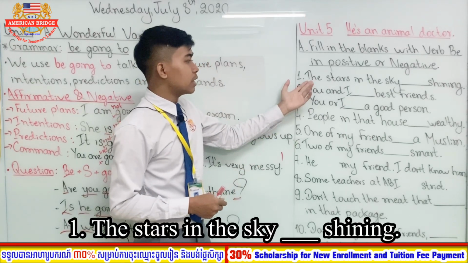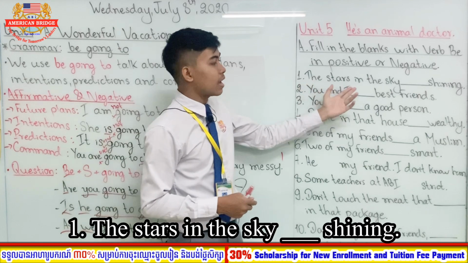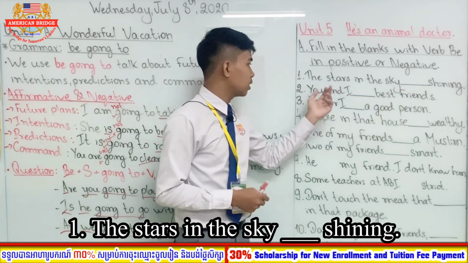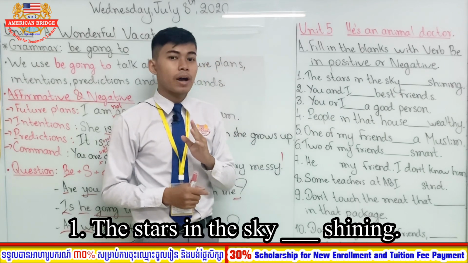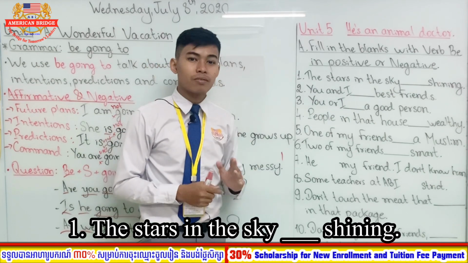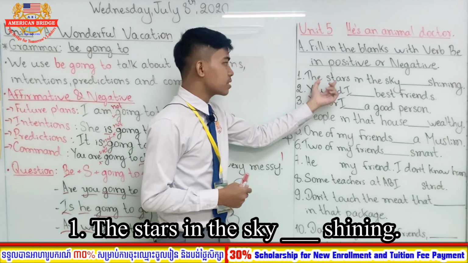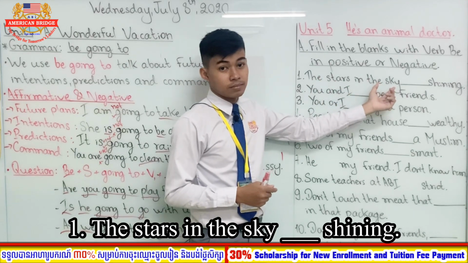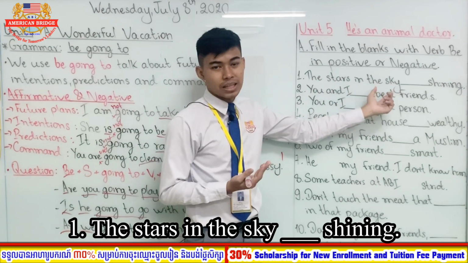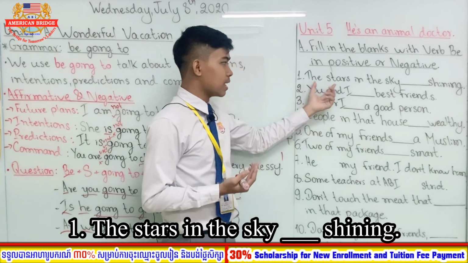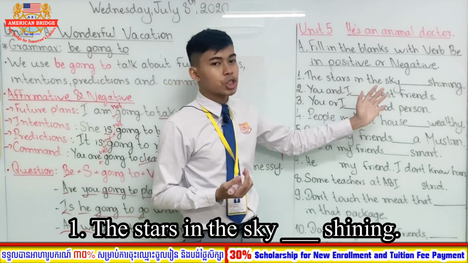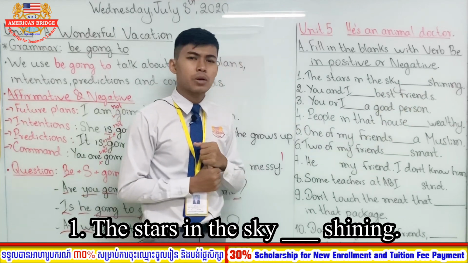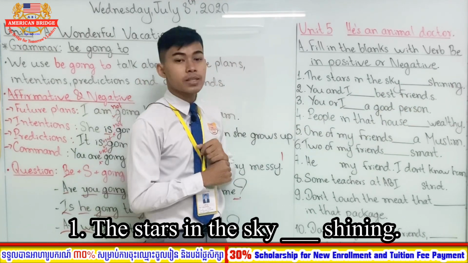Number 1, can you read? The stars in the sky blank shining. So what you need to do is to find the subject of this sentence. Is it the stars or is it the sky? What is the subject in this sentence? The stars or the sky? The stars in the sky blank shining. What is your answer? So first, what is the subject?